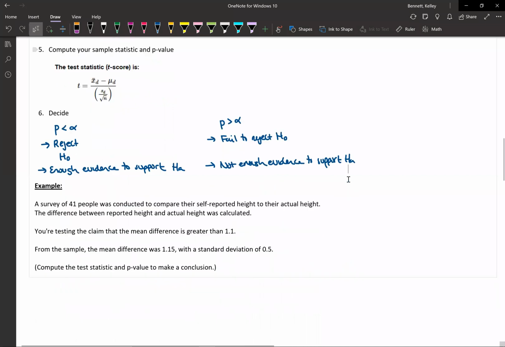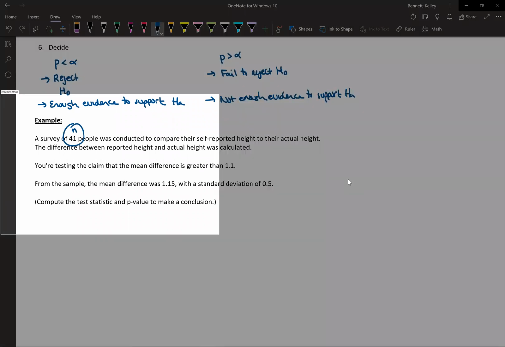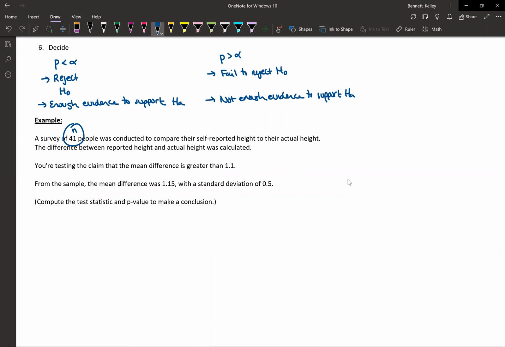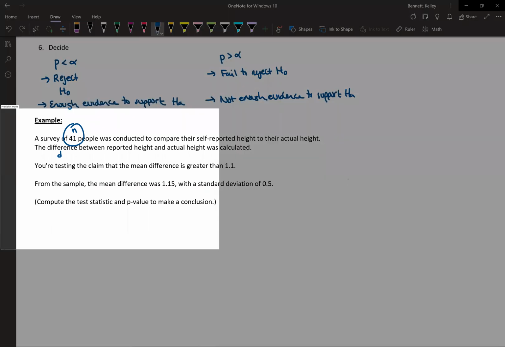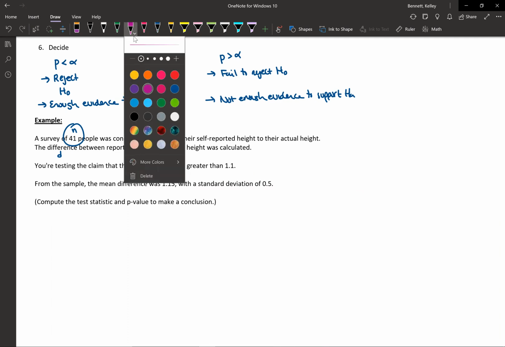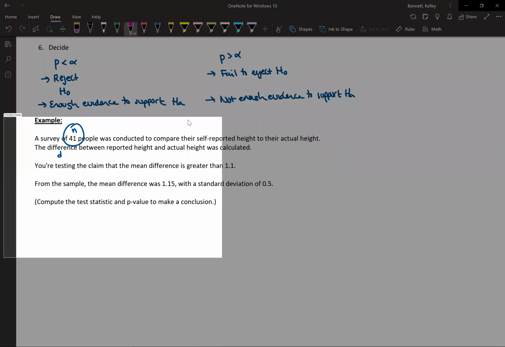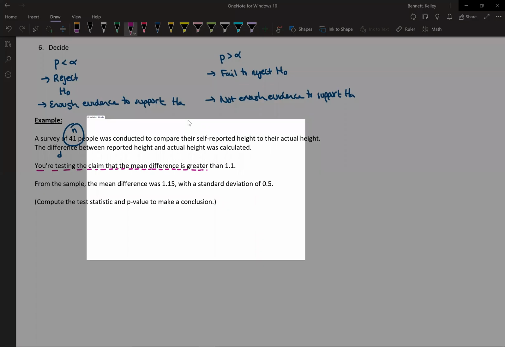All right, so let's see if we can crank out some examples. A survey of 41 people, okay, boom, there's N straight off the bat, was conducted to compare their self-reported height to their actual height. And the difference, D, between reported height and actual height was calculated. You're testing the claim that the mean difference is greater than 1.1. Okay, so here is where we're coming into our null and alternative hypotheses.